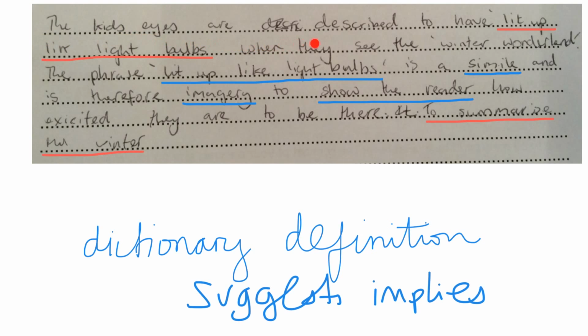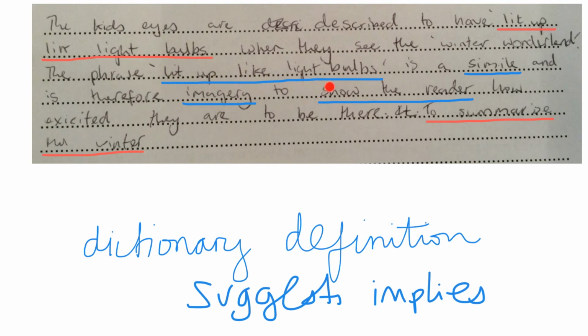The kids' eyes are described to have lit up like light bulbs when they see the winter wonderland. Well, that's fine. But the quotation is lit up like light bulbs, and this candidate has started to quote it and then forgotten to finish the quotation, and then in any case is repeating the quotation here. So they're wasting time. However, we'll just mark it from here.